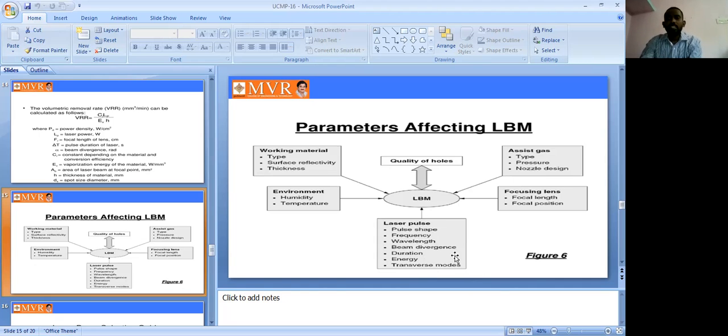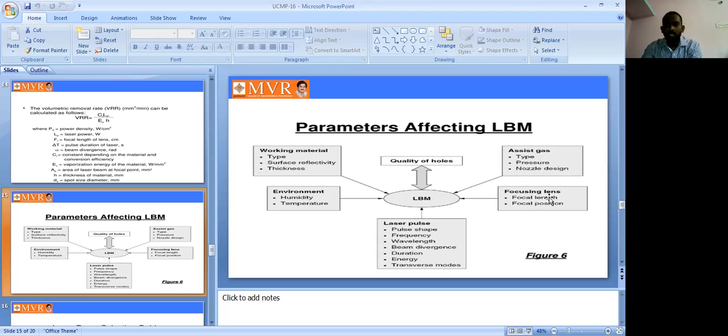Next one is assistant gas. Assistant gas is also very important. Here, the assistant gas type, the pressure, how much pressure we are using, and the nozzle design matter. Through the nozzle, the gas will be released. So assistant gas is also one of the very important effects in LBM.